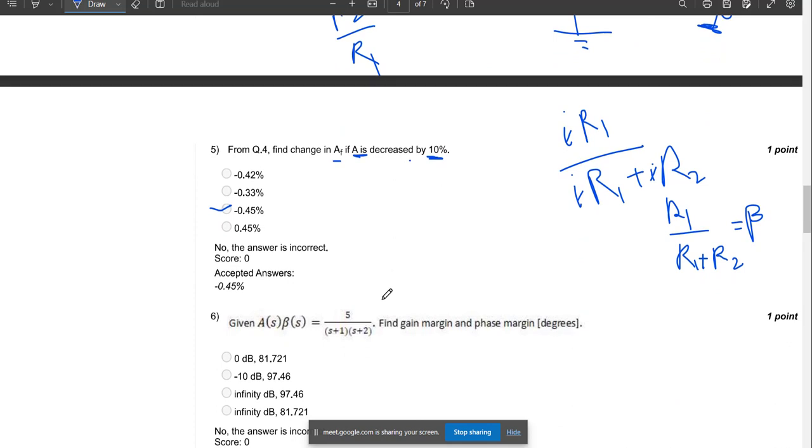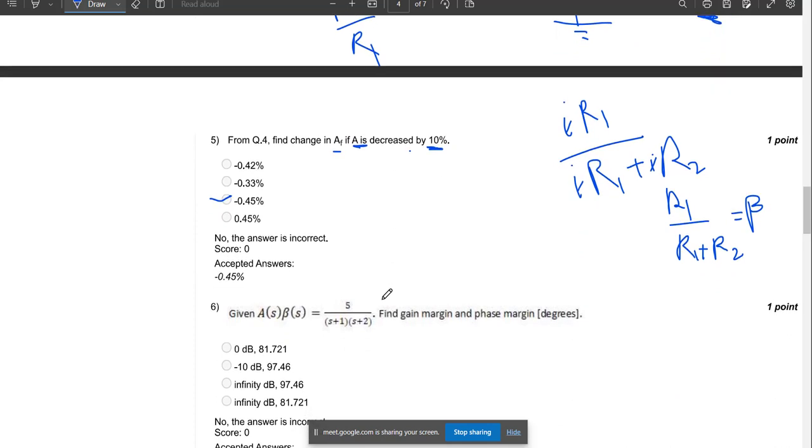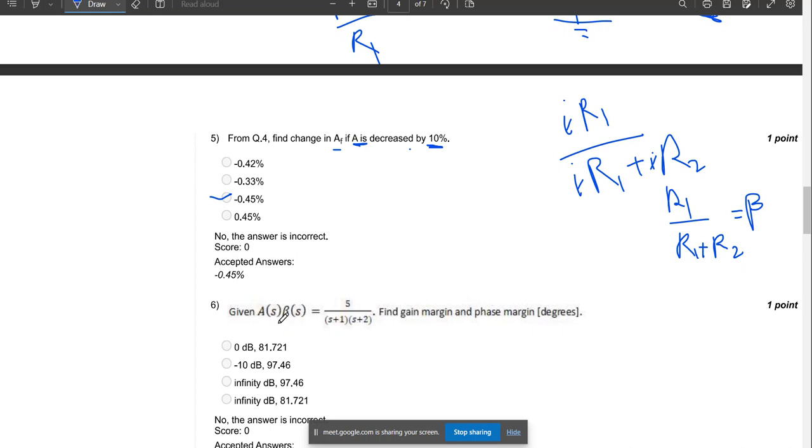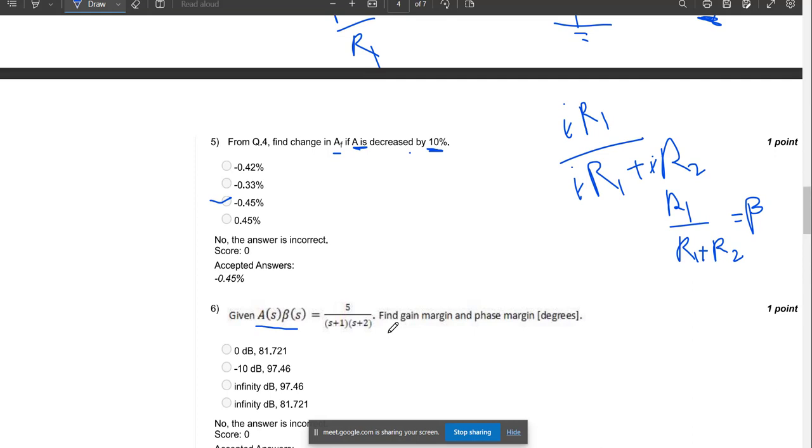So now let's go to question number 6. Question number 6 says, given A(s) beta(s) is equal to 5 upon (s plus 1)(s plus 2), find gain margin and phase margin. So here you have to find out gain margin and phase margin, and it's given that A(s) beta(s) is equal to 5 upon (s plus 1) into (s plus 2). Now try to solve this question. I'm giving you 5 minutes. It's a big question. Try to solve it and then we will discuss the solution.